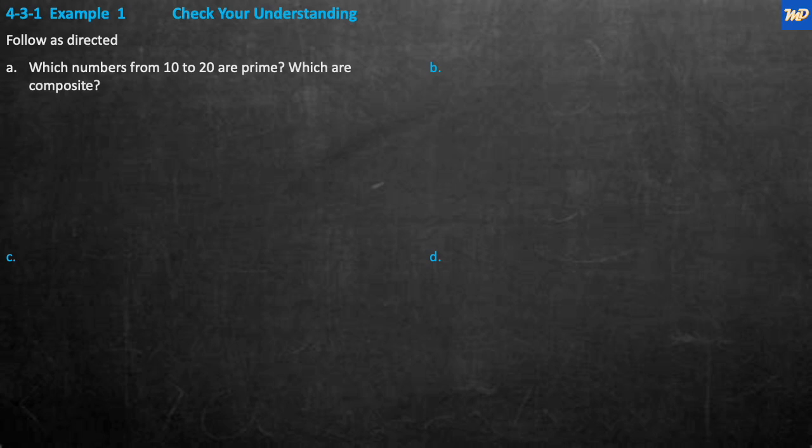Okay, in example 1 of check your understanding, they're asking one question. Which numbers from 10 to 20 are prime and which are composite? So let's start off and figure it out right away here. Is 10 prime? 10 is even, correct? So 10 is not prime. It's a composite number. How about 11? Is 11 a prime or a composite? Well, you can't divide 11 by anything other than itself and 1, so it is prime.